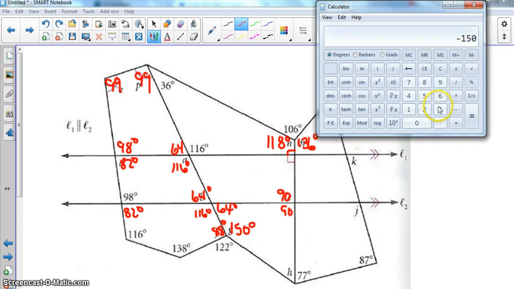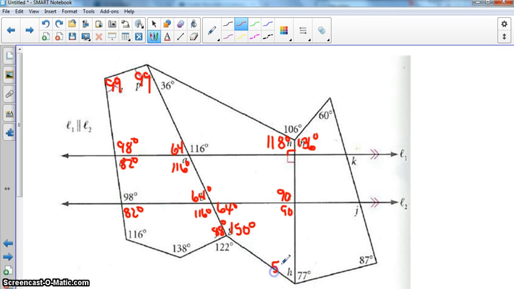So let's go ahead and take our sum. Let's go 64 plus 150 plus the 90. There's the 3 angles that we know. Let's subtract that from our total. It's a quadrilateral, which add up to 360 degrees, all 4 angles. So if I click equal, that tells us this angle is 56 degrees.